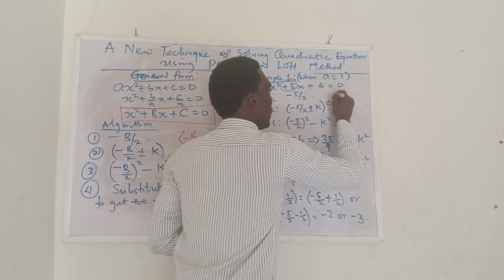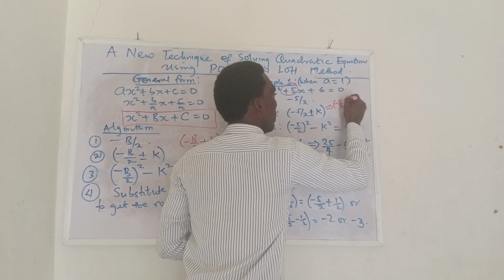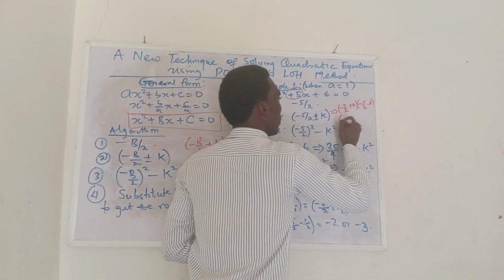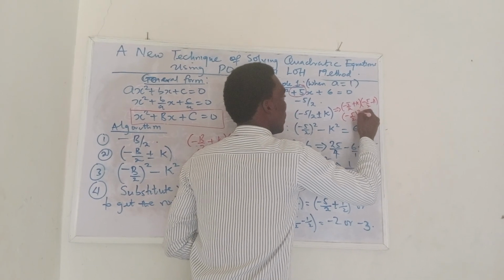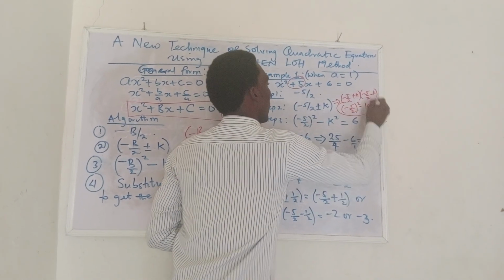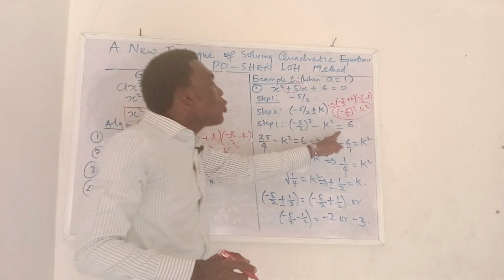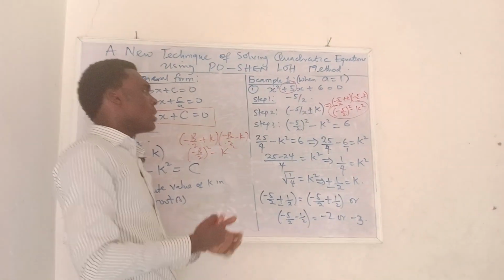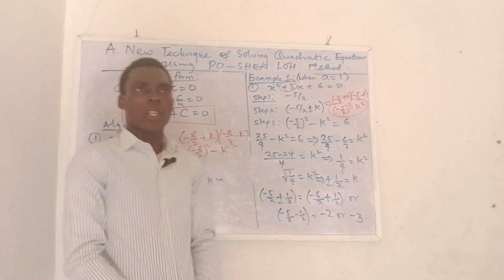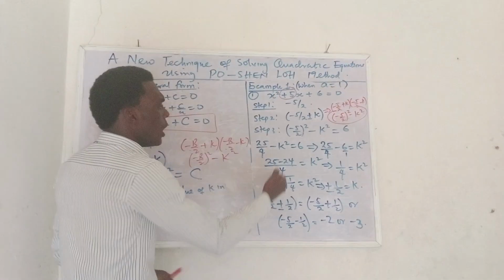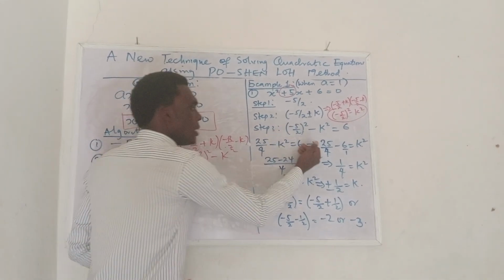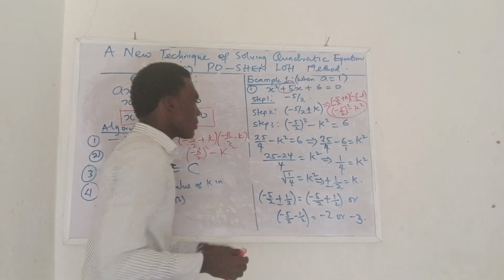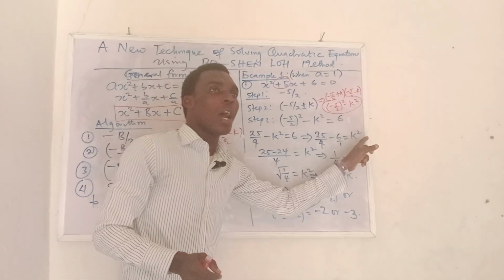And if we expand this, we have minus 5 over 2 plus k times minus 5 over 2 minus k, which will give us minus 5 over 2 squared minus k squared. And that is what we are having in step 3. But we have to equate it to c based on the algorithm. Now, after we have done that, we have to solve for the value of k. To solve for k, our 6 can come inside. When 6 being positive comes inside, it becomes negative. Then your k can go outside, and it becomes k squared.